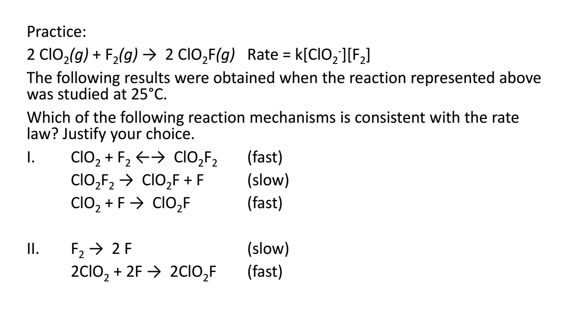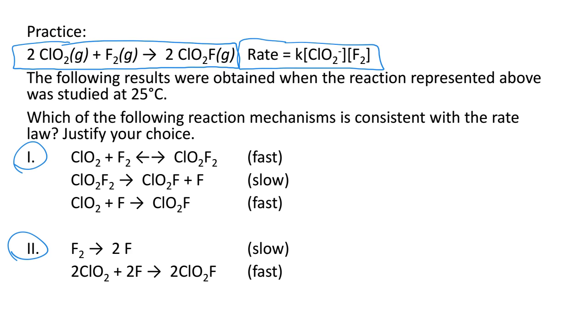We will also see questions where we're given our overall reaction and our rate law, and then two possible reaction mechanisms, and they ask which of the following reaction mechanisms is a better choice or is consistent with the rate law that's given. All we want to do is take a look at those slow steps and figure out what the rate laws would be from those slow steps.